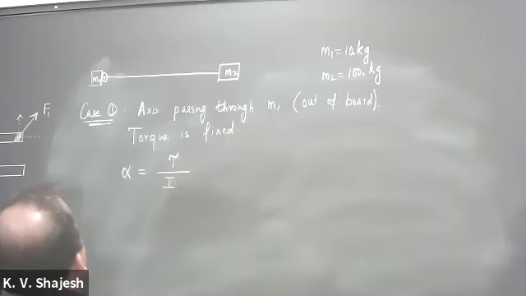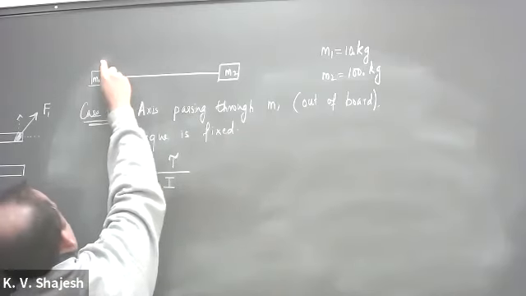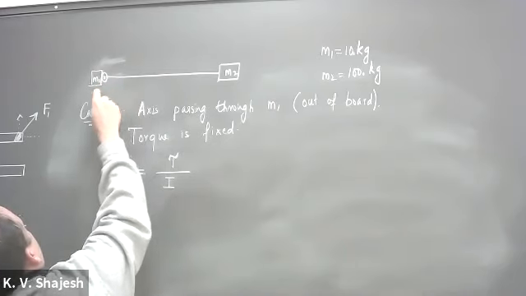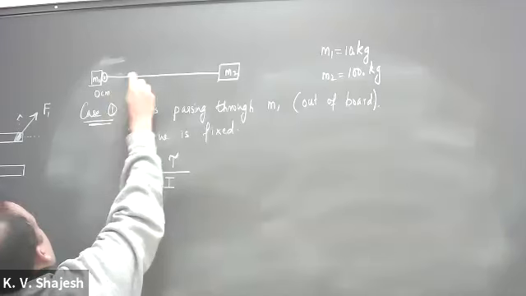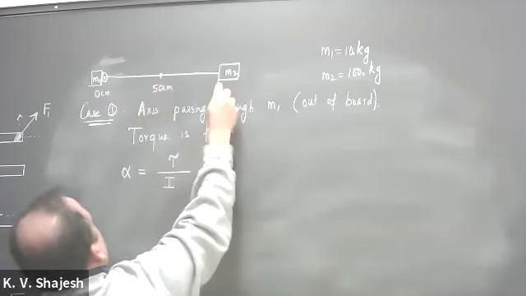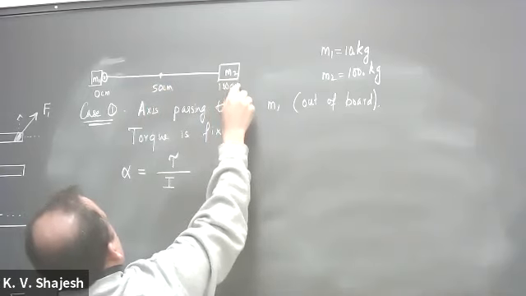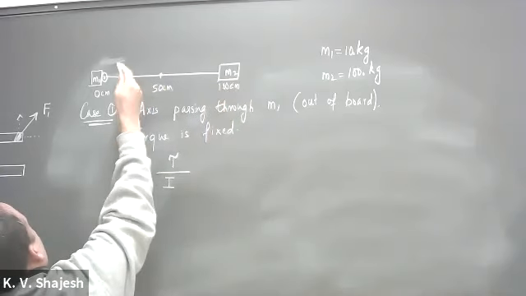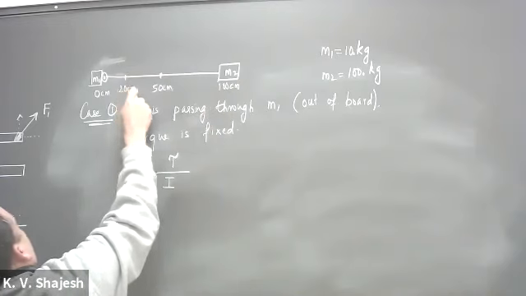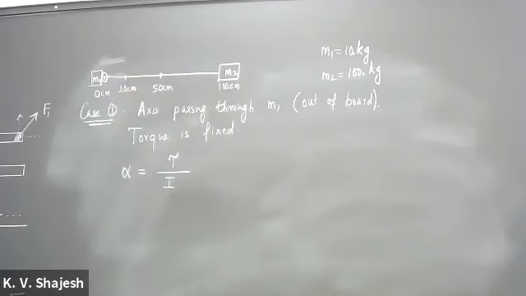I need to give you some distances. So let's say this is 100 centimeters. Let's say this is 0 centimeter. Somewhere here is 50 centimeters, and that's 100 centimeters. And somewhere here will be 20.